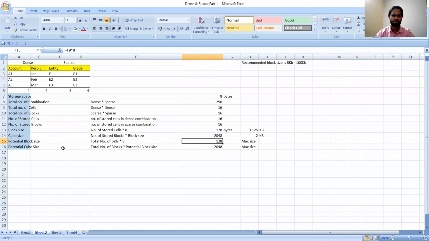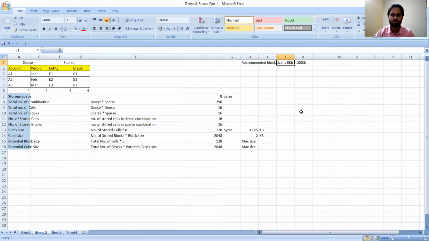In the cube size, the potential cube size we get is the total number of blocks into the potential block size. The total number of blocks is 16 into the potential block size, 128. 16 into 128 is 2048. That is the maximum size we get in a cube. And the recommendation for a cube is 8 kilobytes to 100 kilobytes, that is the maximum we can store in a cube.